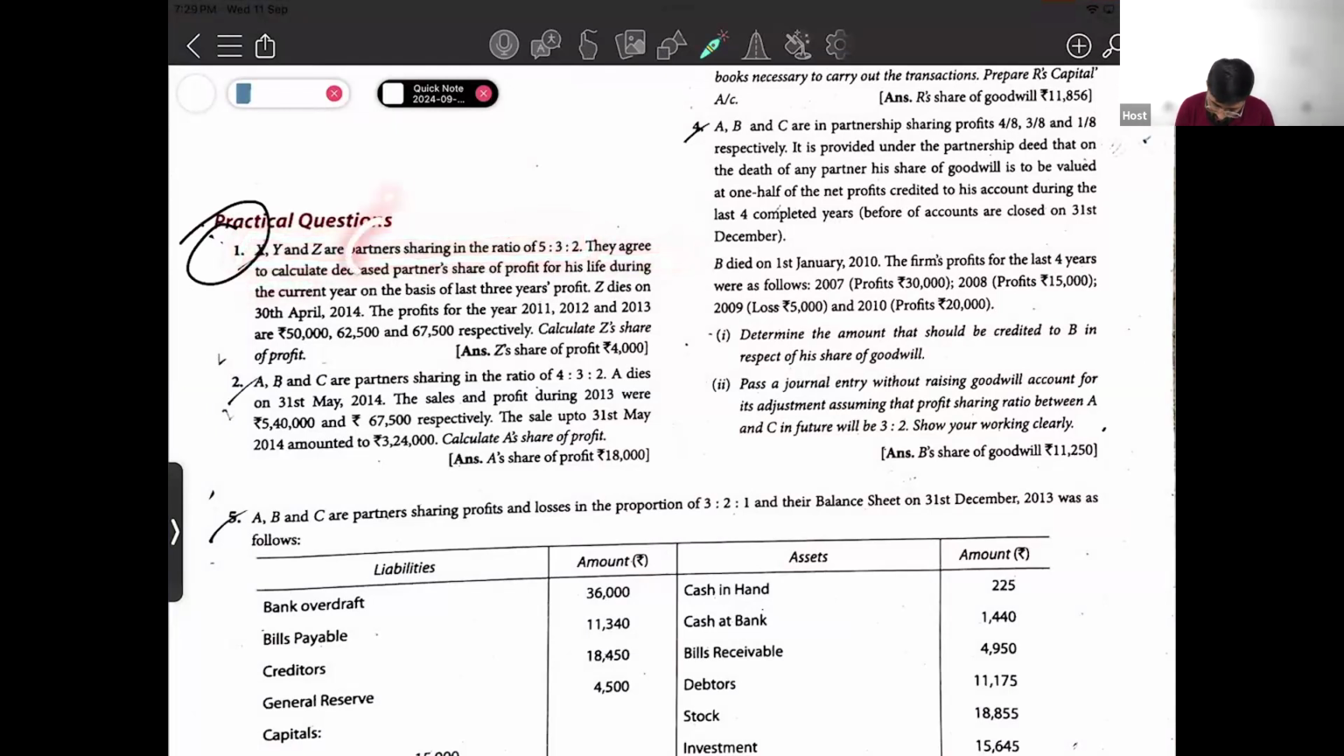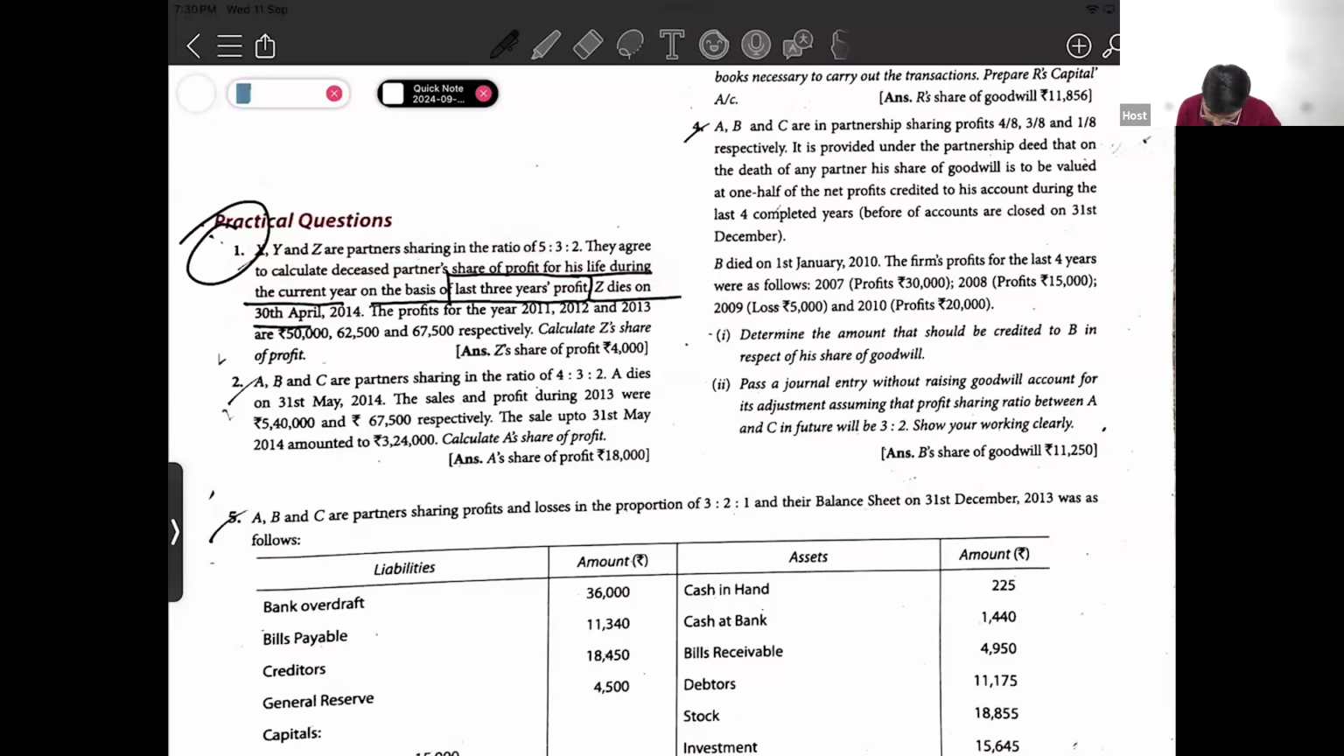Deceased partner is the partner who has died. Deceased partner's share of profit. Oh, for his life, for which period? For his life during the current year, on the basis of the last 3 years' profit.